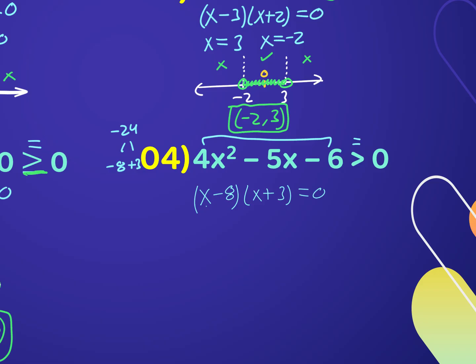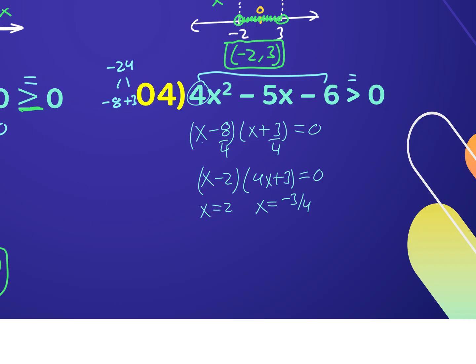equals 0. And then I can divide by the number in front, which is 4. So dividing by 4, I get x minus 2 and 4x plus 3 equals 0. So I get x equals 2 and x equals -3/4. All right, and so I can plot these again on a number line. The -3/4 is going to be somewhere right here, and then I get 2 right here, and so I can split up my graph into 3 parts.